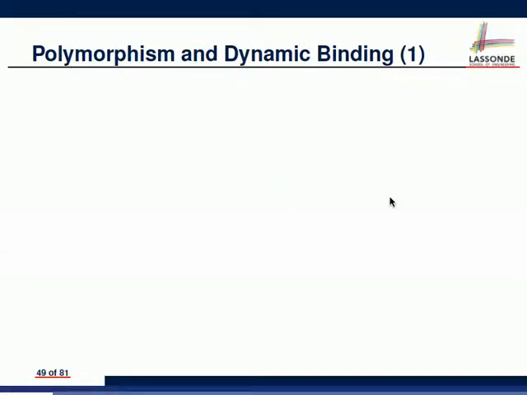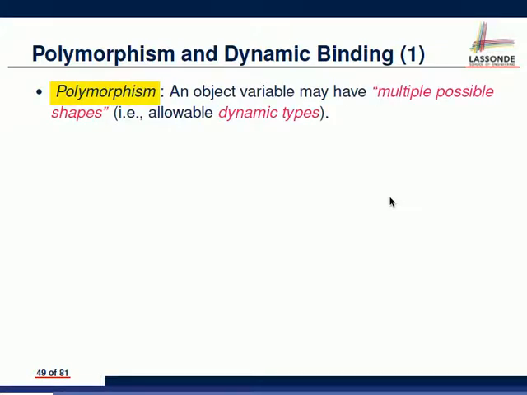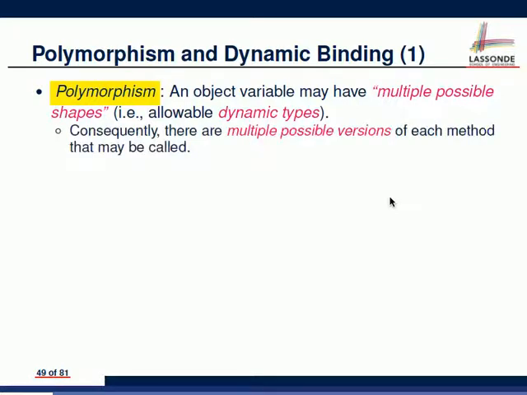Now let's define polymorphism and dynamic binding. These are really the terms you should know if you learn about object-oriented programming. First of all, what's polymorphism? That simply means an object variable may have multiple possible shapes. Poly means multiple, and morphism means shape, right? I believe that comes from Latin. So when you say an object may have different shapes, that means they may have different dynamic types at runtime.